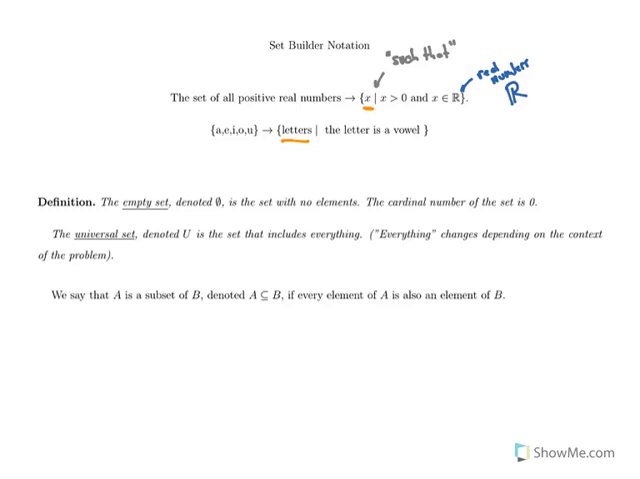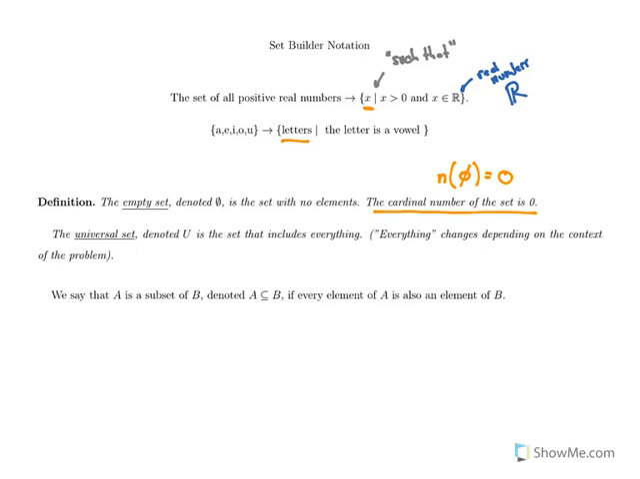So some more definitions. The empty set, denoted a circle with a line through it, is the set with no elements. And it's important to note that the cardinal number of that set is 0. There are 0 elements in the set, so its size is 0. Again, that's saying that the size of the empty set is 0. That's what that notation means.